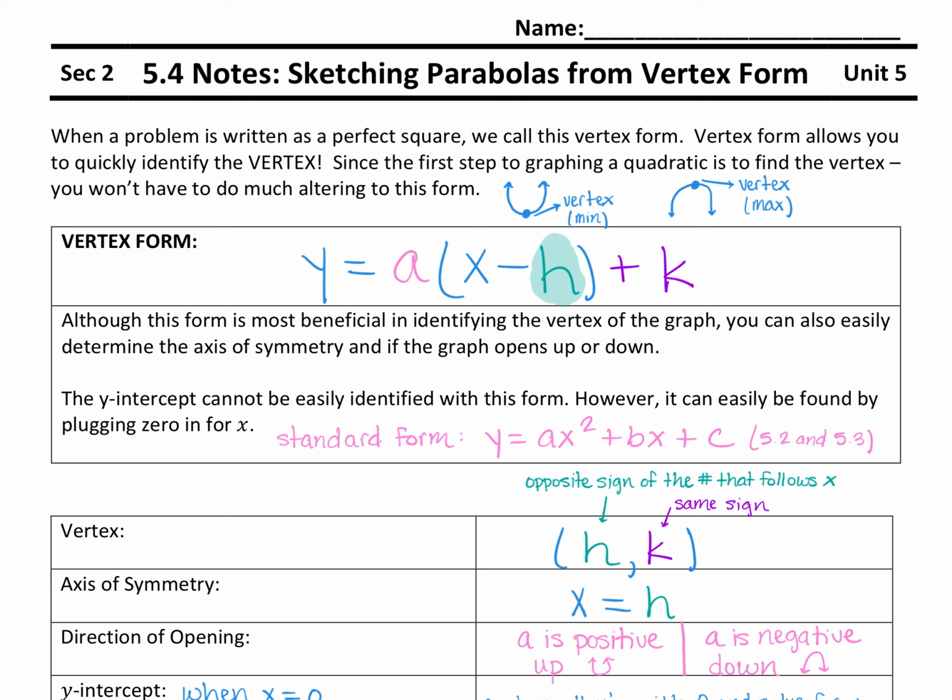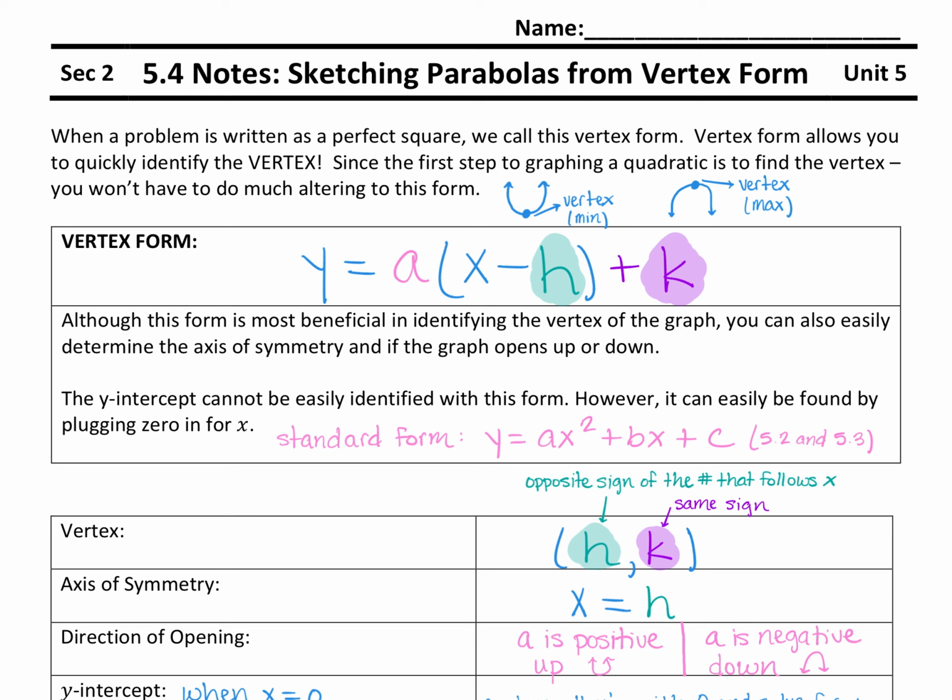The k is here, and that's the y value of our vertex. And because that's a plus k, it's going to stay the same sign. So we don't have to do anything special with that. So h is the x value of our vertex, and k is the y value of our vertex. And the axis of symmetry then is x equals h, right? It's the x value of our vertex.